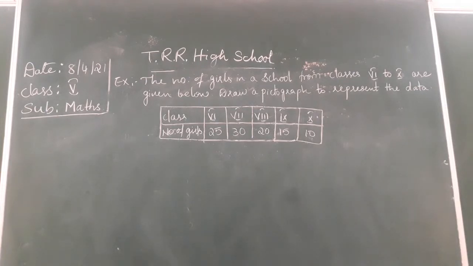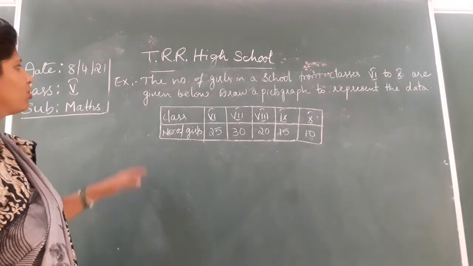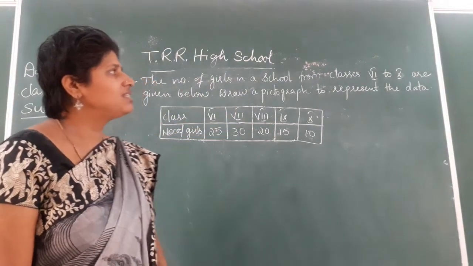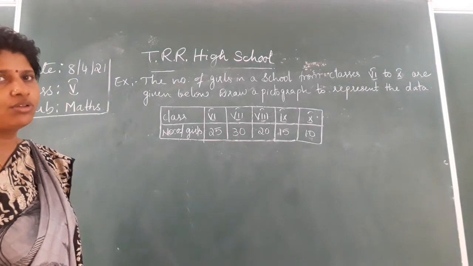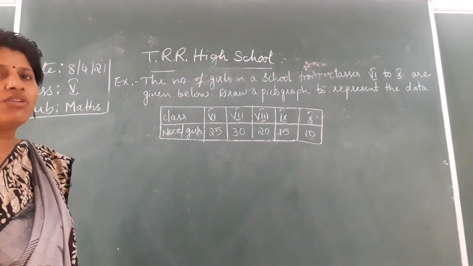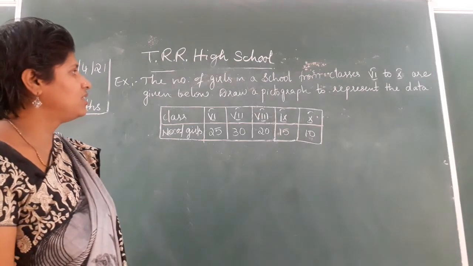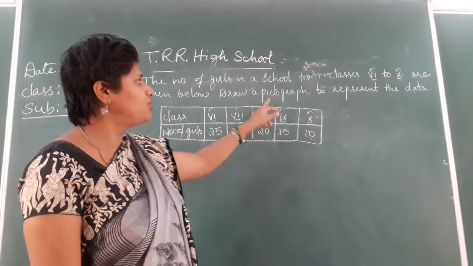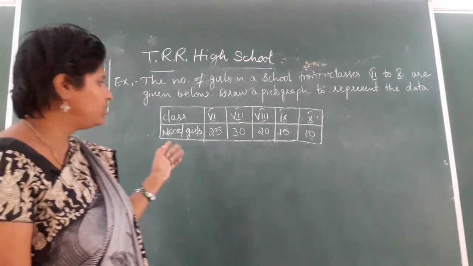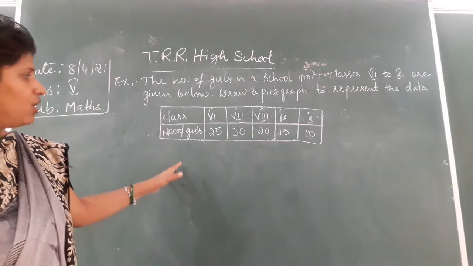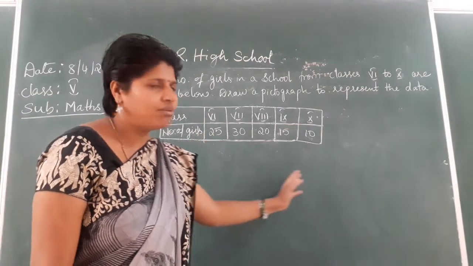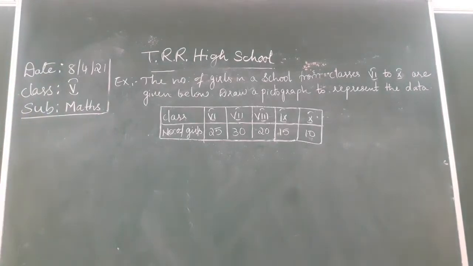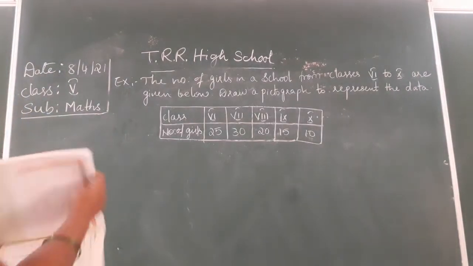We will see one example on the pictogram, how to draw the pictogram. Here comes the question. The number of girls in a school from classes 6 to 10 are given below. How many girls are there in each class? They have given it as a table. Now you have to represent this data using pictographs. The number of girls are persons. Can you draw 25 persons, 30 persons? No, you can't. Now how do you have to draw? You have to draw the table over here.